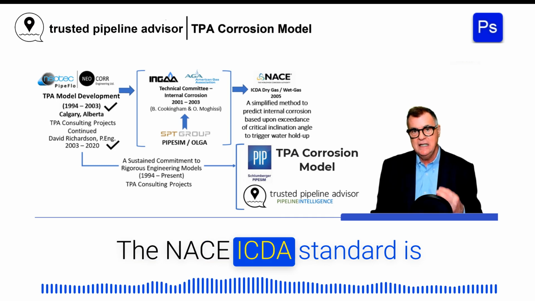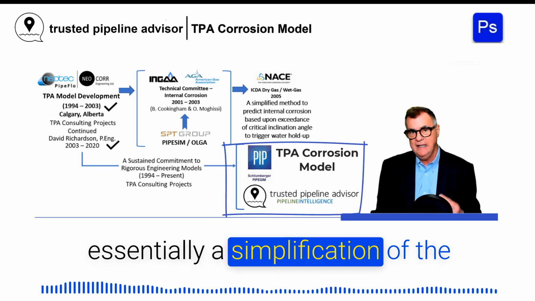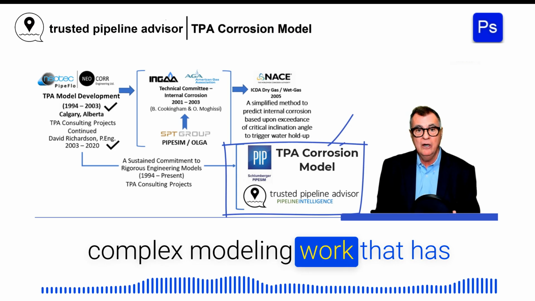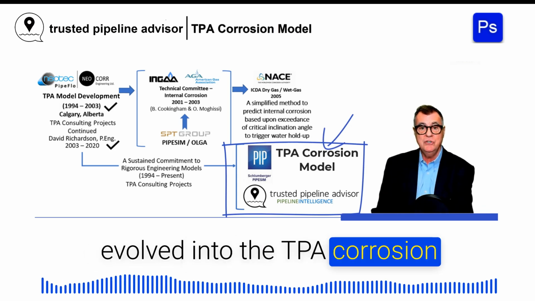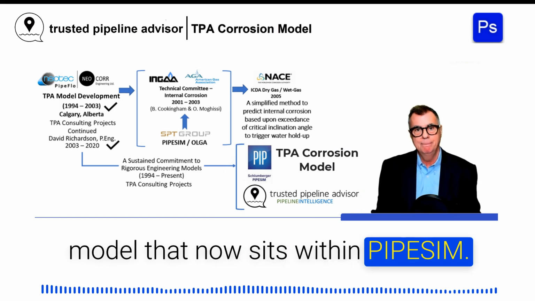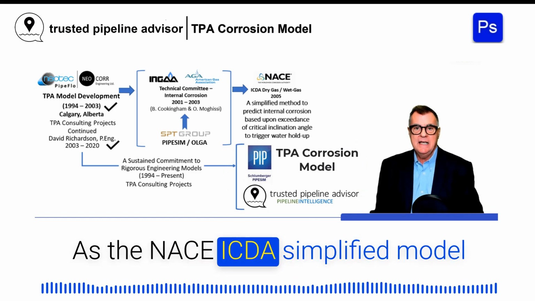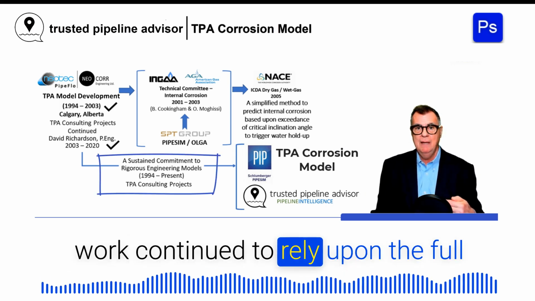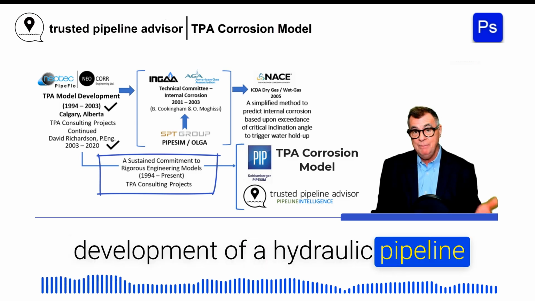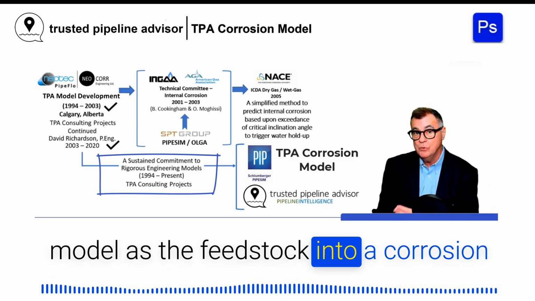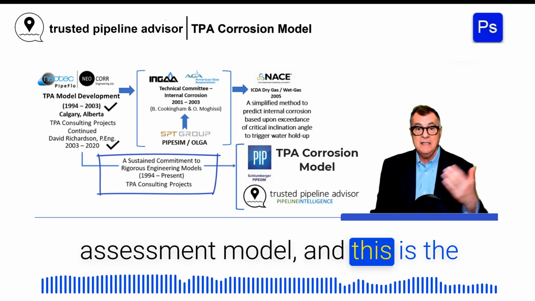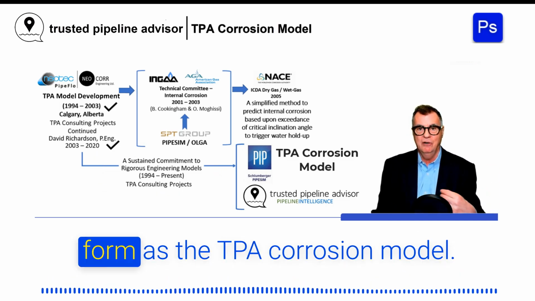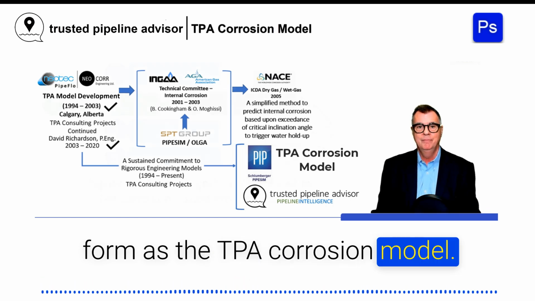The NACE ICDA standard is essentially a simplification of the complex modeling work that has evolved into the TPA corrosion model that now sits within PIPESIM. As the NACE ICDA simplified model gained acceptance, my consulting work continued to rely upon the full development of a hydraulic pipeline model as the feedstock into a corrosion assessment model, and this is the work that has evolved in its present form as the TPA Corrosion Model.